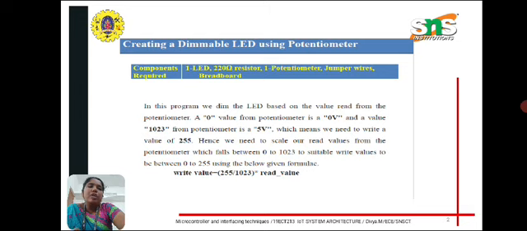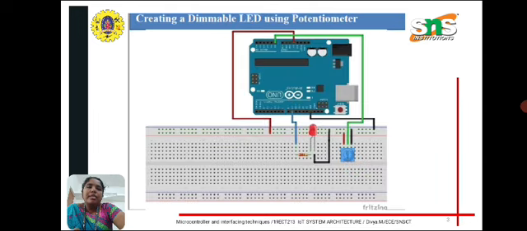Hence, we need to scale our reads from the potentiometer, which fall between 0 and 1023, to suitable write values between 0 and 255. Using the given formula, write value equals 255 by 1023 times the read value, which is what we read from the potentiometer. This is the circuit diagram for blinking an LED using a potentiometer.